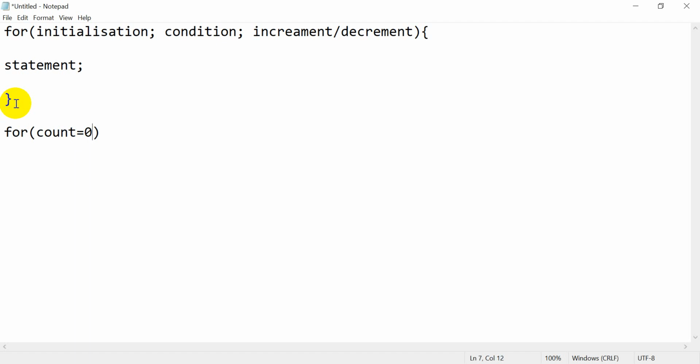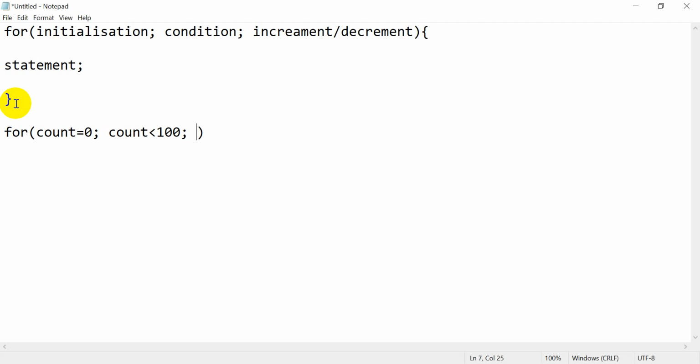You see? Let us do it. What is the condition? The condition should be, let's say, count. We want the counting to go from 0 to less than 100. Okay, less than 100, right? Then how do you want the increment to be? Do you want it to go from 0 to 100 or from 100 to 0? Increment is 0 to 100, decrement is 100 to 0.